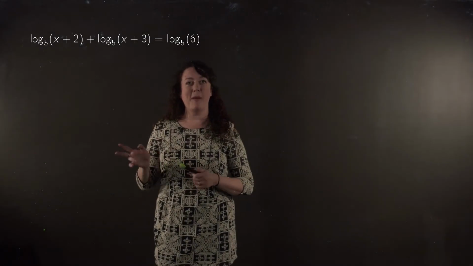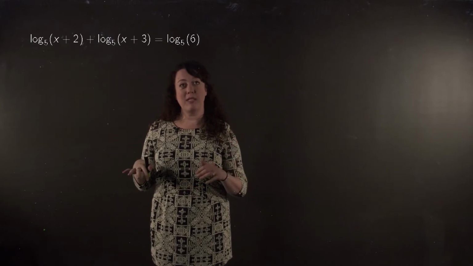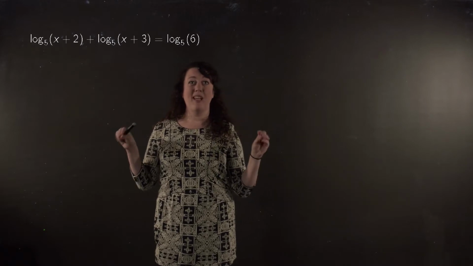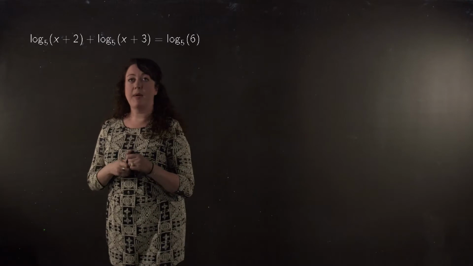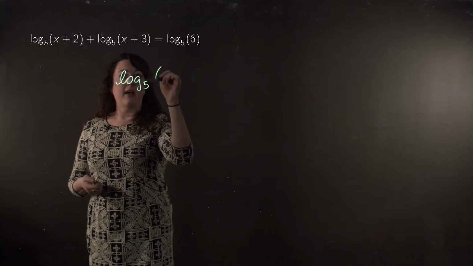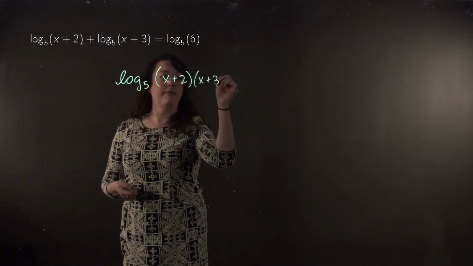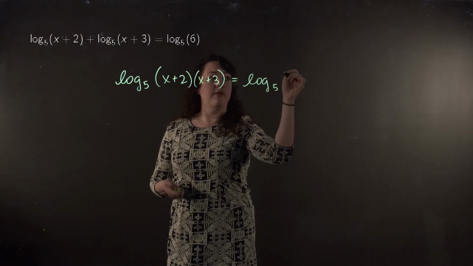To solve this one, the problem is that I have too many logs happening at the same time. So for me to be able to reduce these down, I need a single log on one side and a single log on the other. And as long as they have the same base, they'll cancel each other out. So on the left side, let's combine those into a single log. So that's going to give me log base 5 of (x plus 2) times (x plus 3). And on the right side, I get log base 5 of 6.